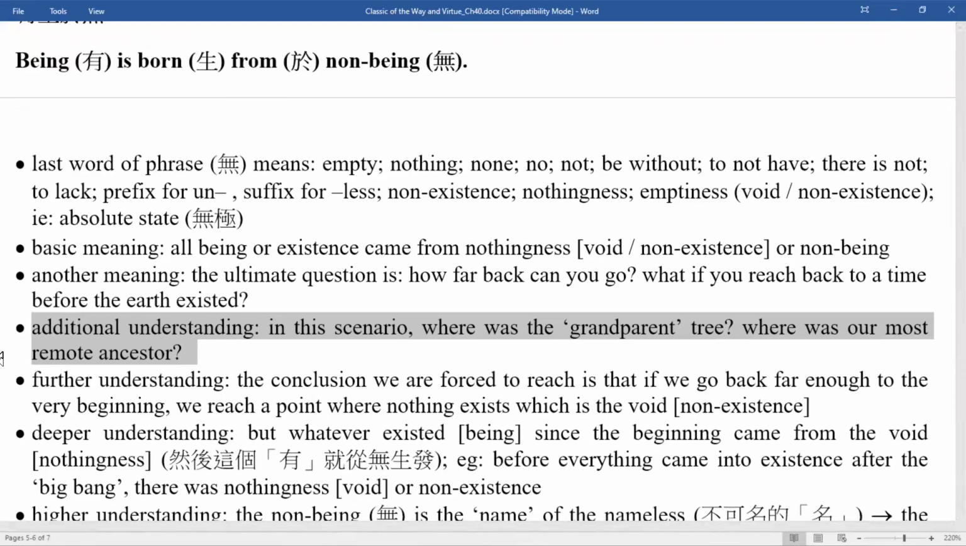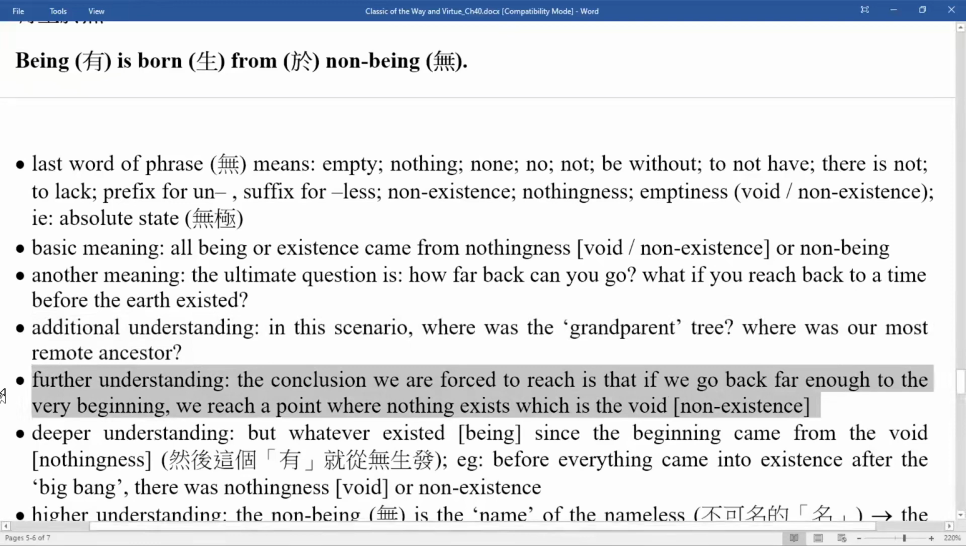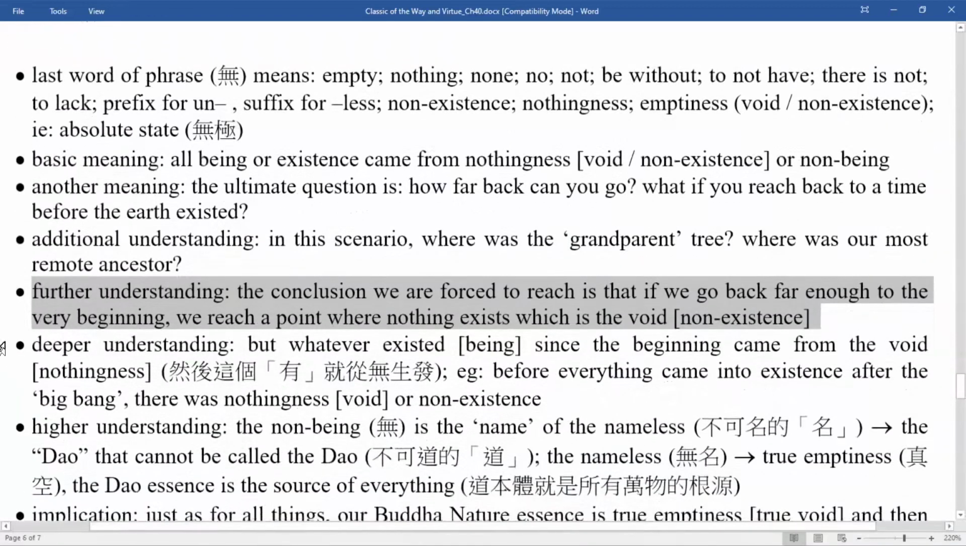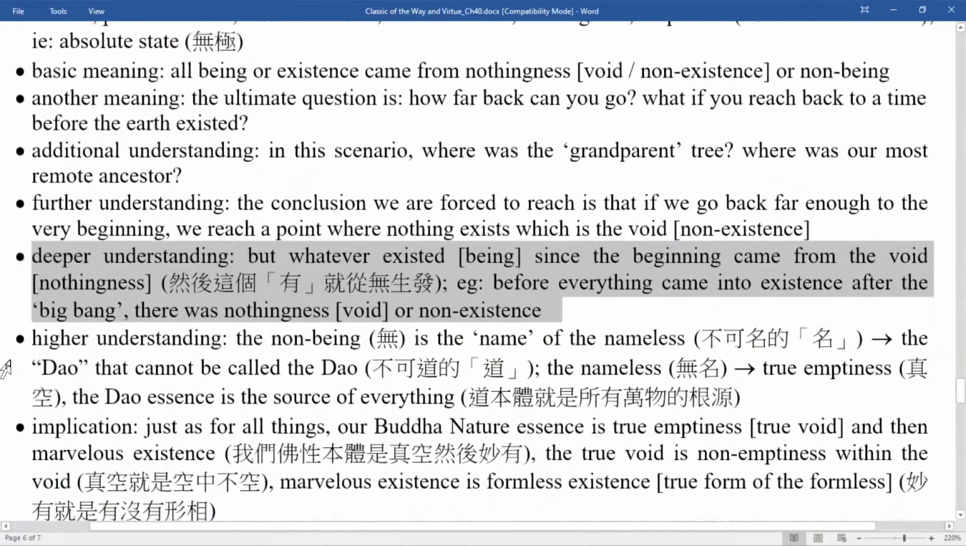So, here it is. The conclusion we are forced to reach is that if we go back far enough to the very beginning, we reach a point where nothing exists, which is the void or non-existence. We say 无极. So here, the higher understanding is this: whatever existed or being since the beginning came from the void or nothingness. For example, before everything came into existence after the Big Bang, there was nothingness or void or non-existence before the Big Bang. Right?